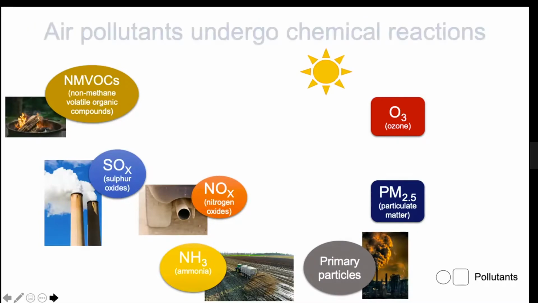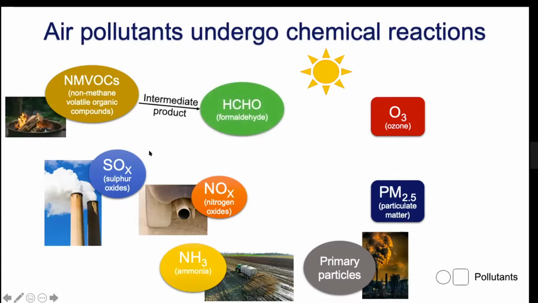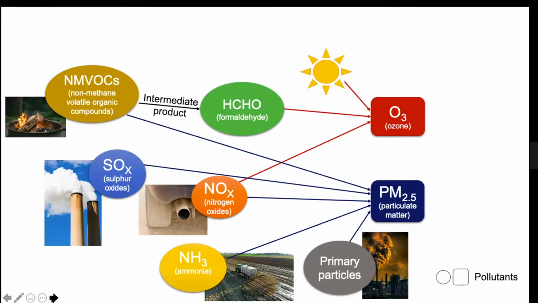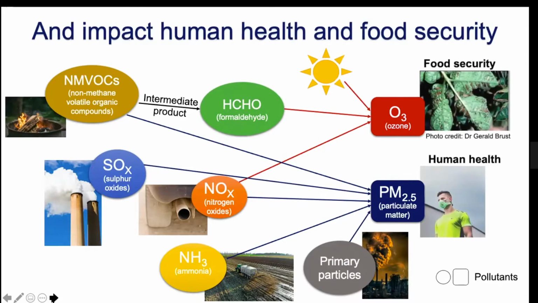Now, all of the primary pollutants undergo chemical reactions to form secondary pollutants. Some can be precursors of ozone, which is a gas, a blessing in the higher atmosphere, that is the stratosphere, but is toxic at ground level. And some gases like ammonia, which are not regulated, can contribute to formation of particulate matter. And thus it becomes essential to regulate ammonia emissions as well. Now, all of these collectively impact both human health and food security.